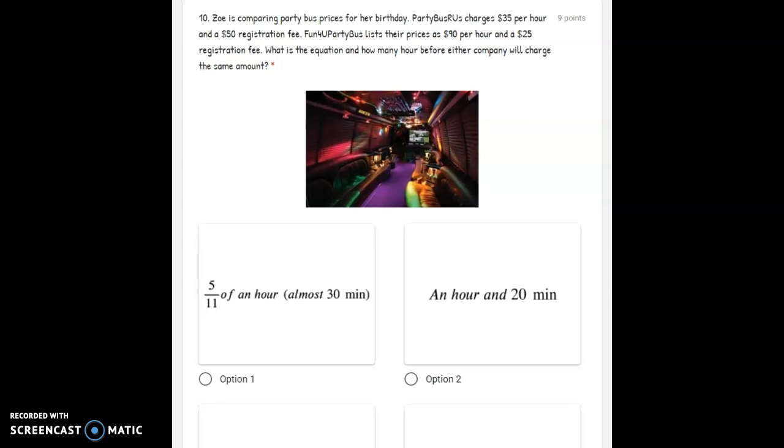Question number 10. Zoe is comparing Party Bus prices for her birthday. Party Bus R Us charges $35 per hour and a $50 registration fee. Fun for You Party Bus lists their price at $90 per hour and a $25 registration fee. What is the equation and how many hours before either company will charge the same amount?